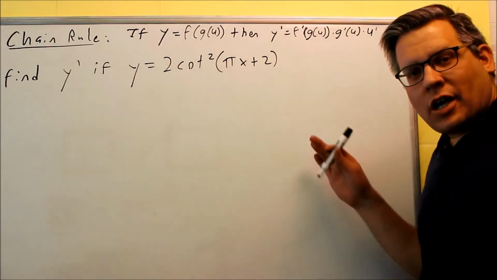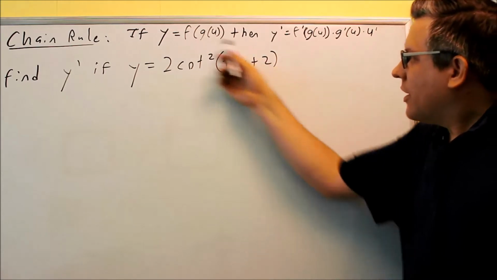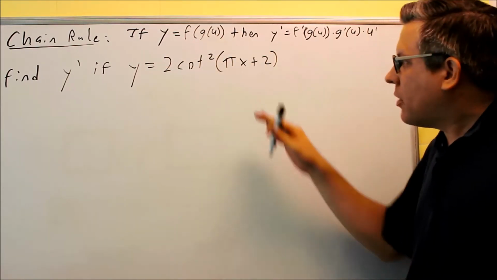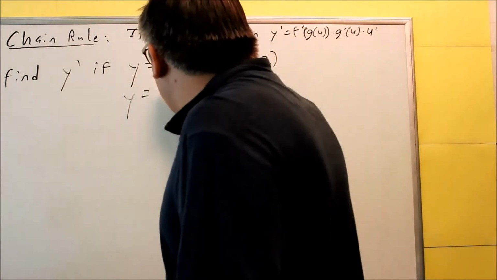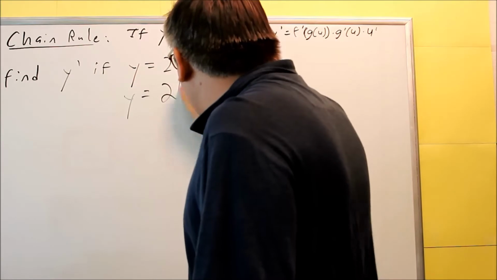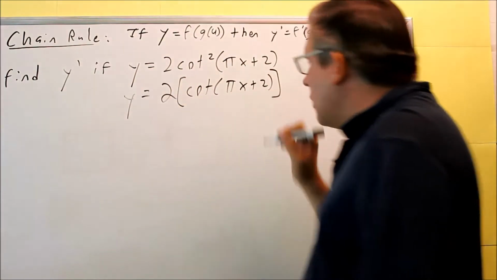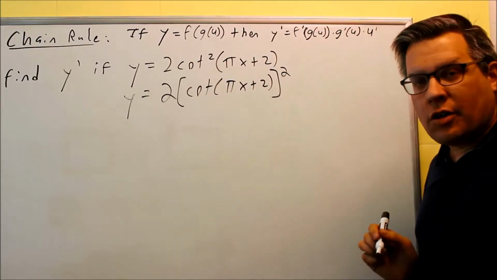For this problem, again, it's another one where we're applying the chain rule more than once. It's better to rewrite this first, because otherwise it might be harder to figure out what each of these pieces are. Let's first rewrite it. We're going to do 2 and then the cotangent of pi x plus 2. I'm going to put all that inside some brackets, and the 2 is going to go on the outside here.